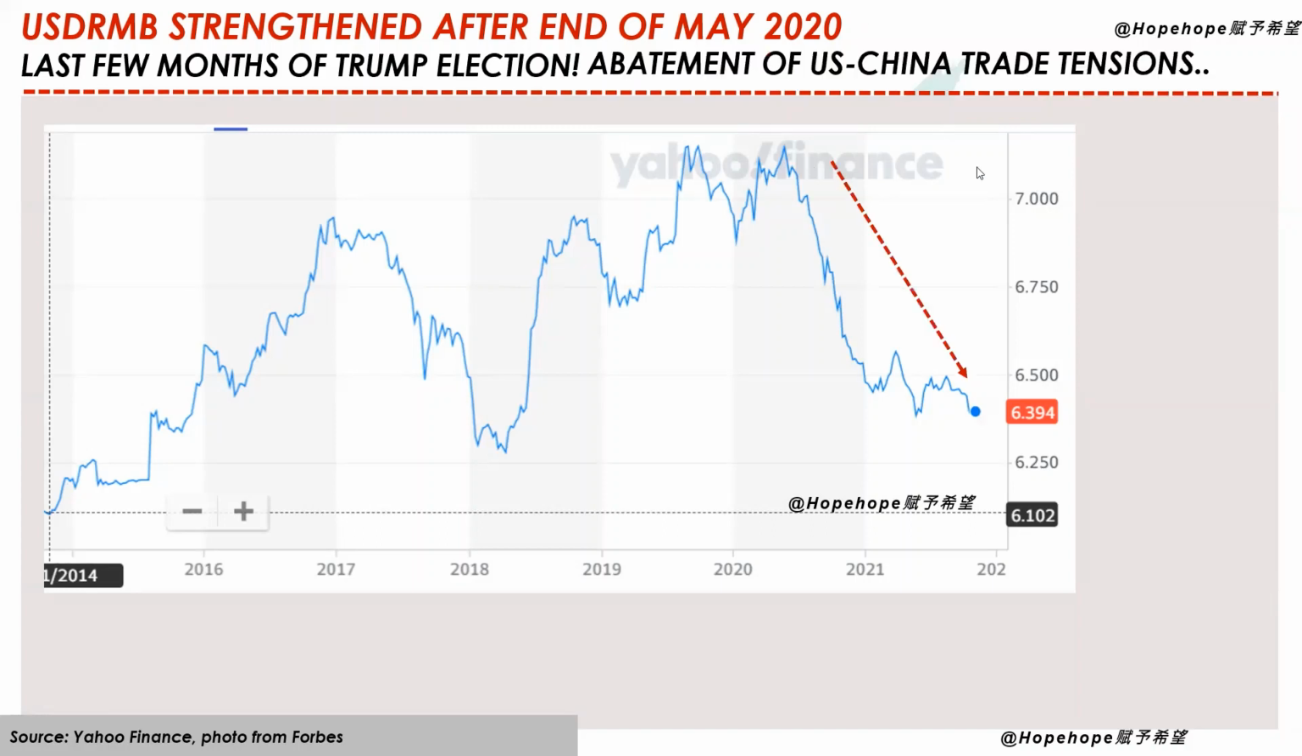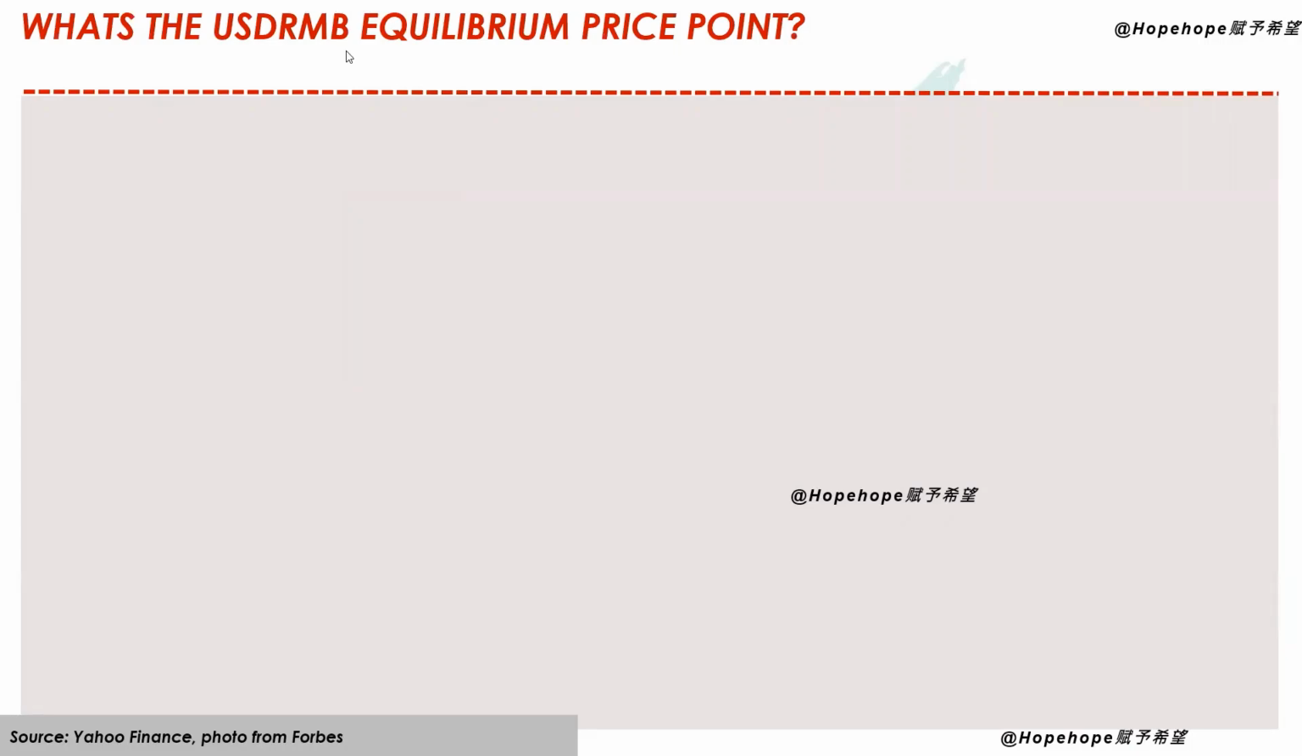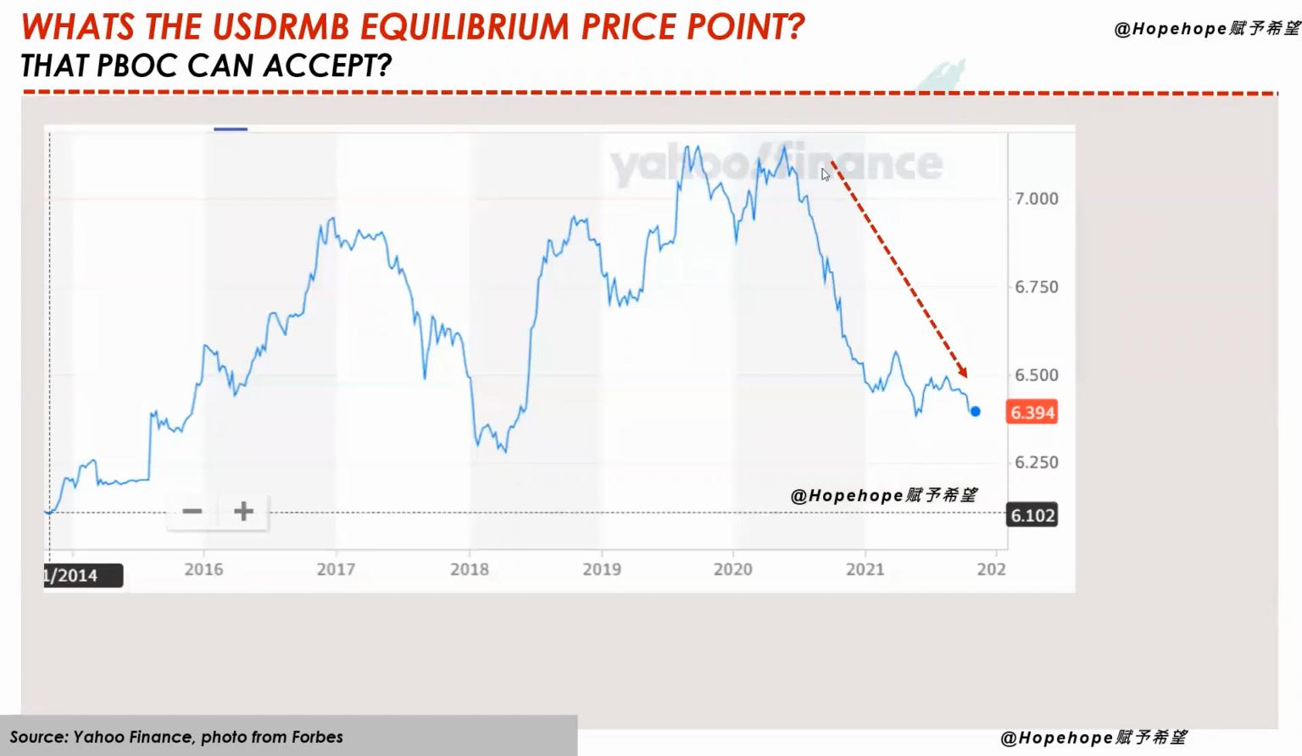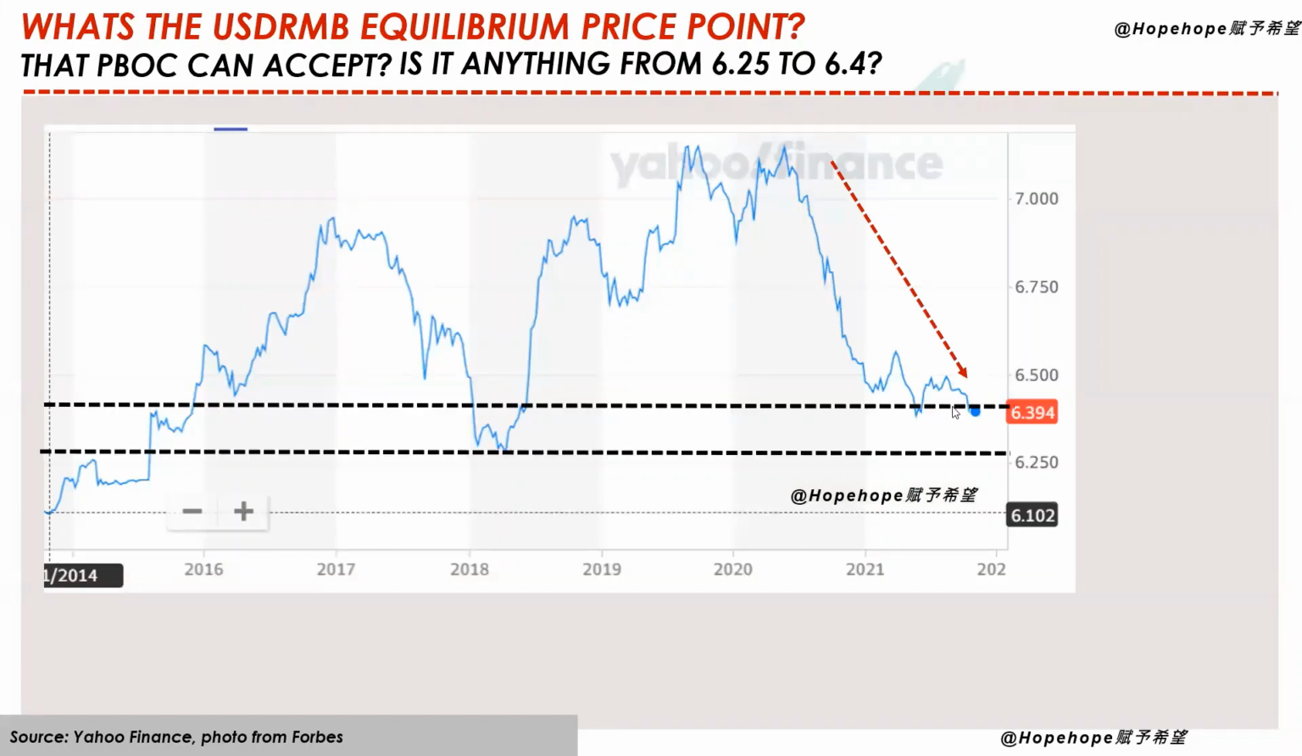And the trade tension between US and China a bit. Another question to think through is, what is the USD Renminbi equivalent price point that PBOC can accept? Renminbi has been appreciating to around 6.39 to 6.4. Is anything from 6.25 to 6.4 the acceptable range that PBOC can accept?